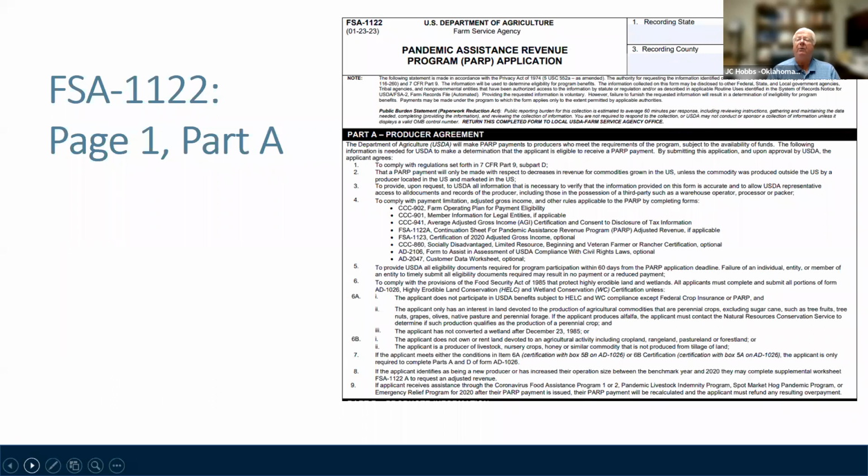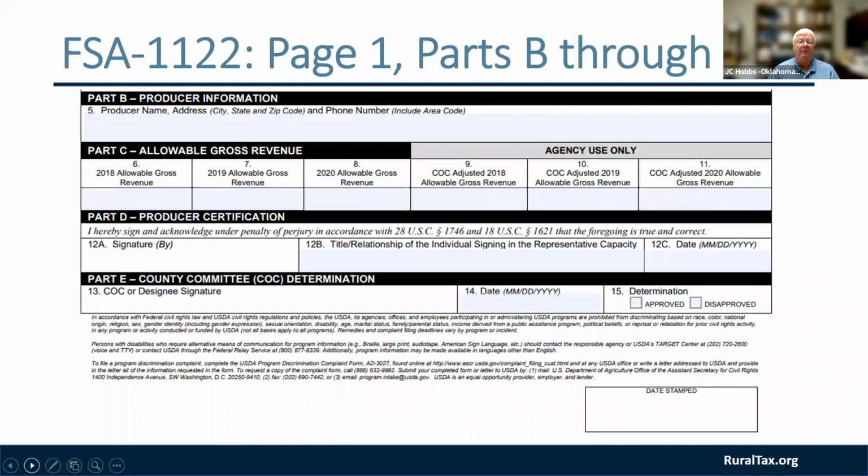Part A is basically where you put your basic information in and understand the producer agreement. So be sure you read Part A very closely. Then we get into Part 2, or Parts B through E rather. This is the bottom half of page 1.